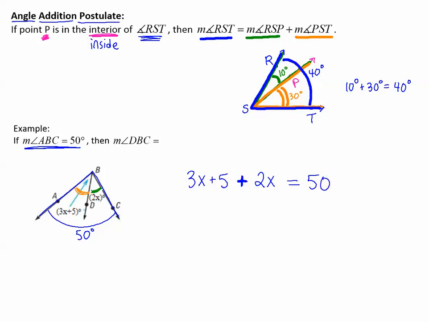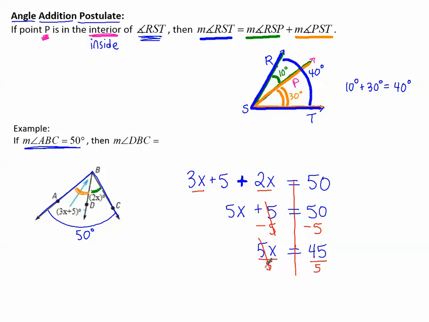Let's solve for x. First, we'll combine the like terms. They're on the same side of the equal sign. 2x plus 3x is 5x. We still have plus 5 on this side, equals 50. Now we'll try to get x by itself. Subtract 5. 5x equals 45. And finally, divide both sides by 5. So x equals 9.